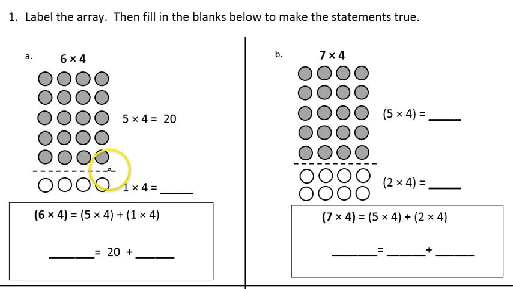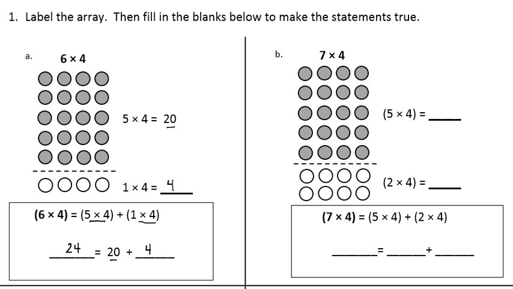The reason we do this is many kids are very good at learning their 5 facts right away. So if I know that 5 times 4 is 20, then I just need to add one more group of 4 to that to come up with the answer of 6 times 4. We can show it down here. 6 times 4 is the same as 5 times 4 plus 1 times 4. Since 5 times 4 is 20 and 1 times 4 is 4, then 6 times 4 is 24.